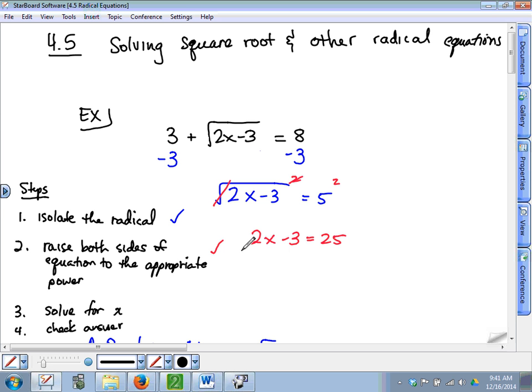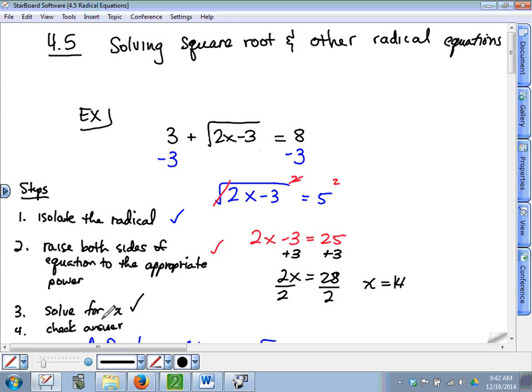Step 3 now is to solve for x. X is no longer inside of a square root, so you can solve for it. Add 3. Divide by 2. And you get x equals 14. So it's easy enough to solve for, but step 4, you guys. Step 4 is critical.